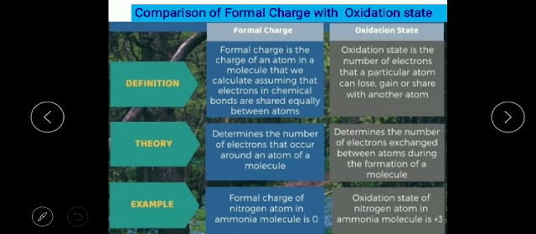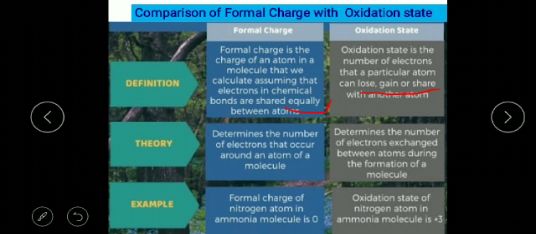Then we compare the formal charge with oxidation state. Here the definition: formal charge is a charge on an atom in a molecule that we calculate by assuming that electrons are equally shared, and in oxidation state, the number of electrons we calculate are those lost, gained or shared. It means here all the possibilities are accepted.